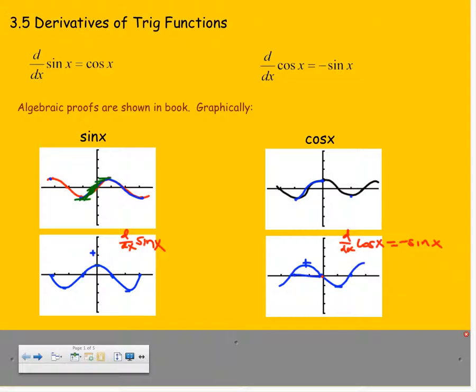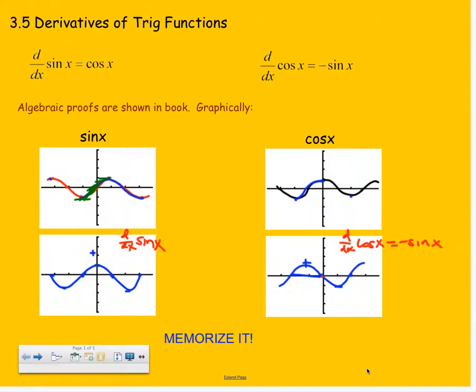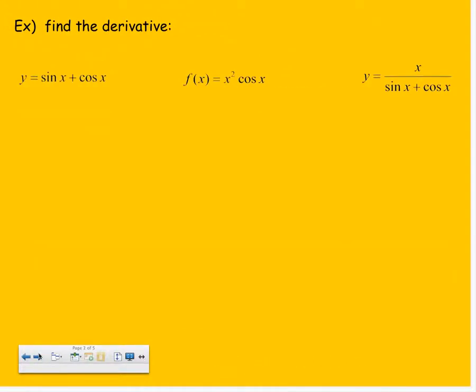All right, so you believe me, you trust me, right? You just need to memorize it. What is the derivative of sine, class? Out loud. 1, 2, 3. What's the derivative of sine? Okay, and the derivative of cosine. Awesome, so you just need to know that. So let's do some examples. We're going to find these following derivatives.